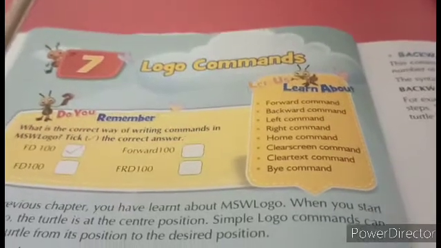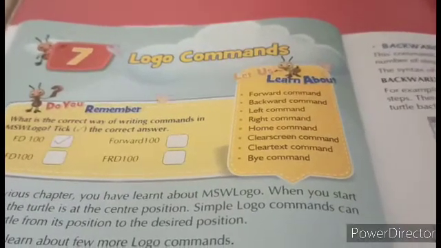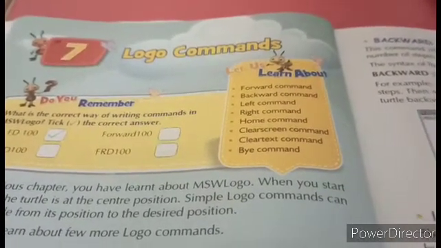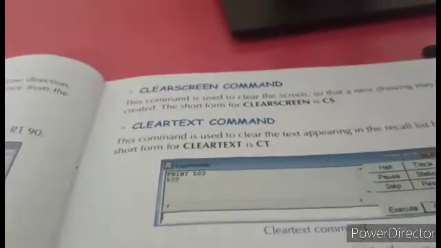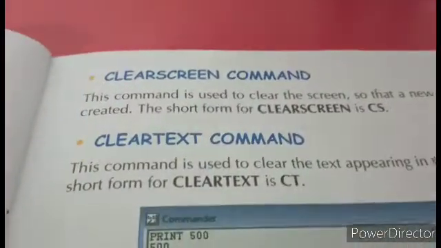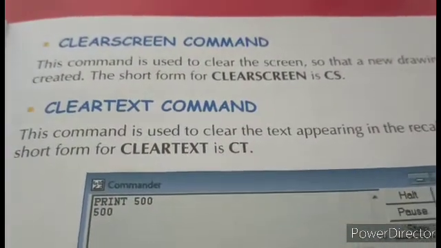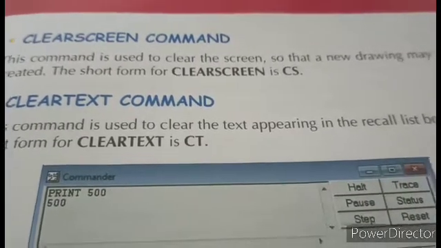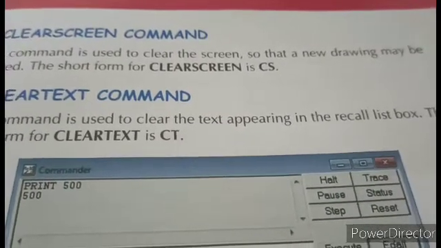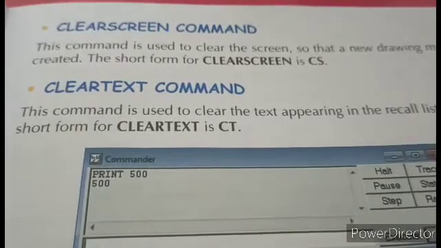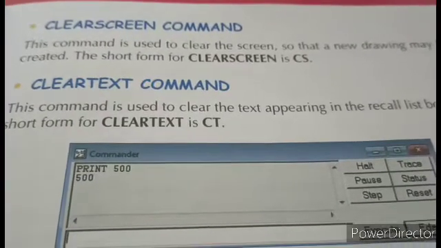We are now in chapter 7 where Logo commands are being discussed. In the previous 3 classes, some Logo commands are still left. That is, what is the function of the clear screen command? This command is used to clear the screen so that a new drawing may be created. The short form of clear screen is CS.